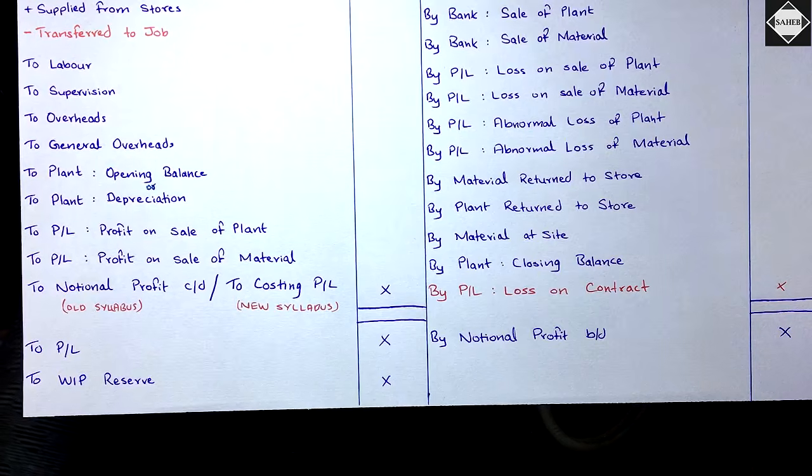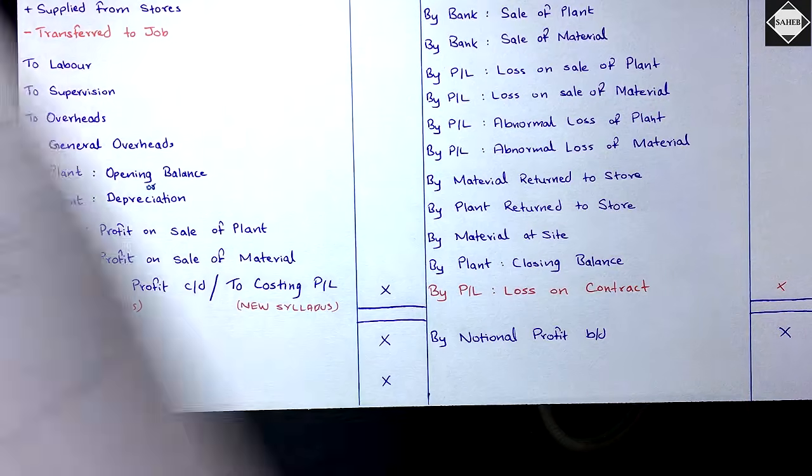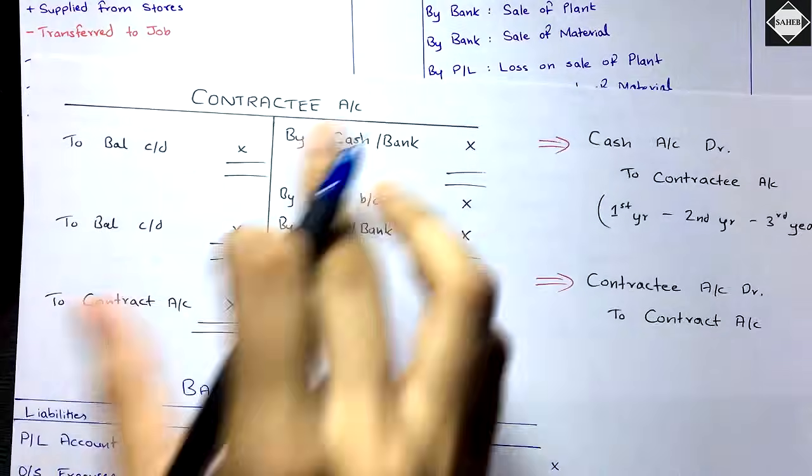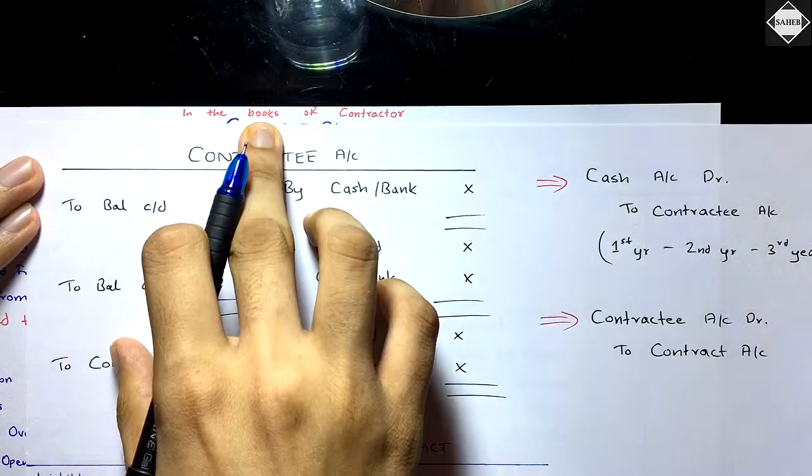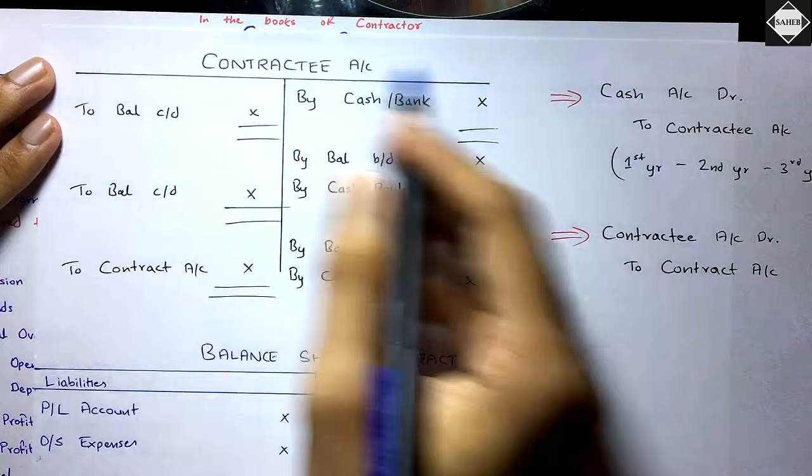And then you have this contractee account. See here the format of the contractee account. Now this account will also be prepared in the books of the contractor. Fine. So this contractee account, how are you going to prepare it?